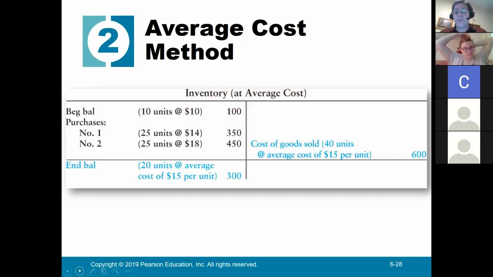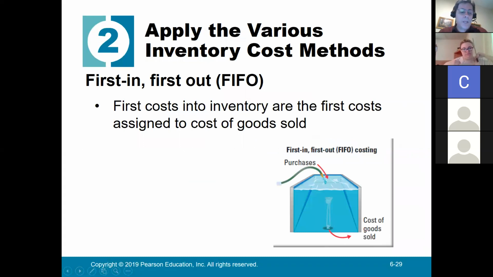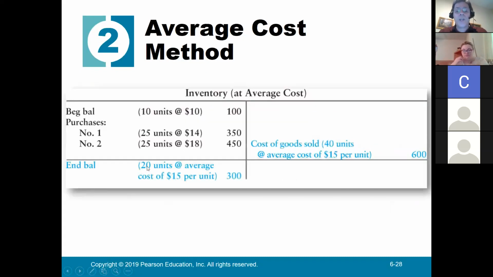Okay, so that's what the journal entry would look like. This is what your ending balance is. Notice you can always check your calculations by taking the debits, subtracting the credits, getting your ending balance, and then comparing it to what you should have, the 20 units times $15. There's always a check figure with accounting. Not everything in accounting has one, but with inventory, there usually is.